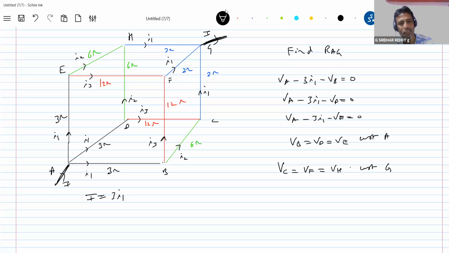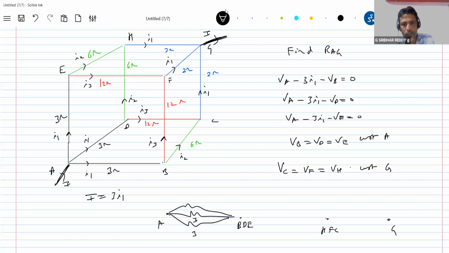Now, what to do with equipotential points? So I identified like this the equipotential points. After identifying them, I'll make them common. So this is BDE. Then HFC. Then this is G. Now bring the resistors between. This will be 3 resistors, 3 ohm, 3 ohm, 3 ohm. From B to C, 6 ohm.